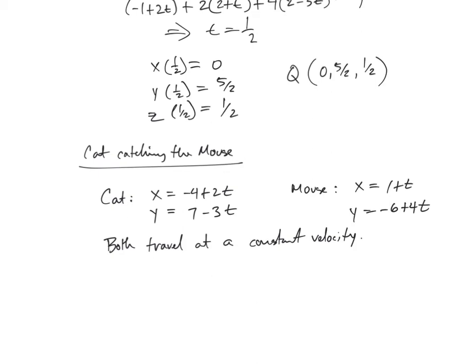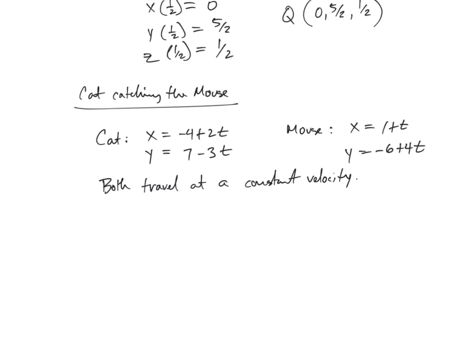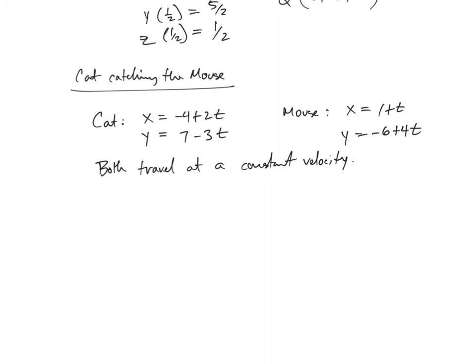So our task is, do these two lines cross? And if they do, do the cat and the mouse occupy those at the same time t? Do they occupy the crossing point at the same time t? Okay, well, how do we determine first of all if they cross?